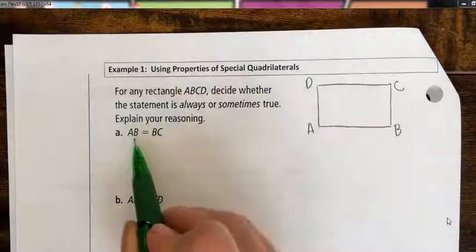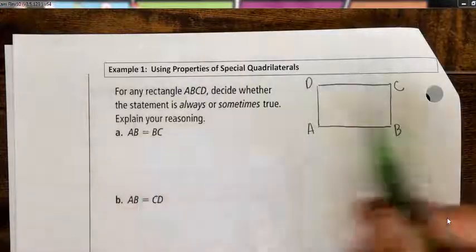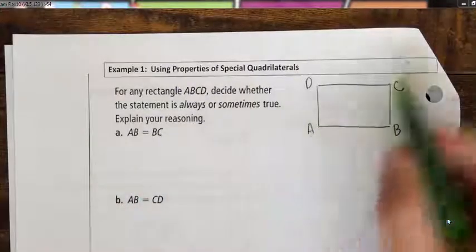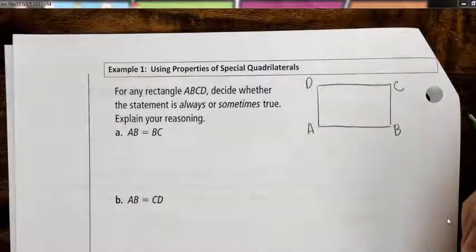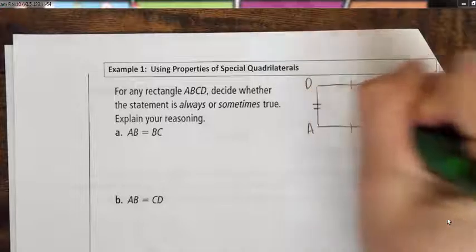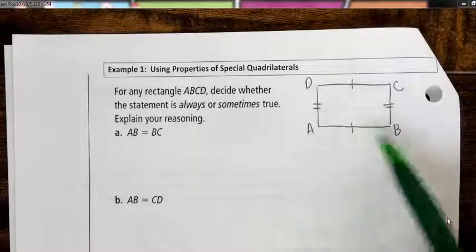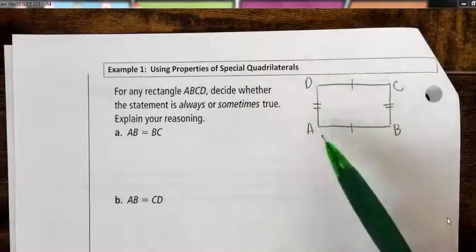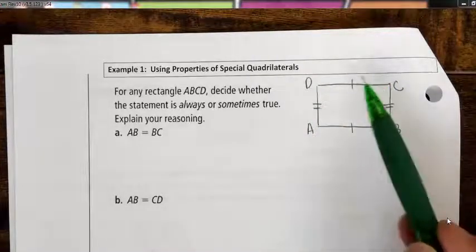Okay, so is AB equal to BC? Are these 2 lengths the same? Well, a rectangle didn't say anything about all sides being congruent. It is a parallelogram, so opposite sides are congruent. But it would also have to be a rhombus, I would say, which would then make it a square, for all sides to be congruent.